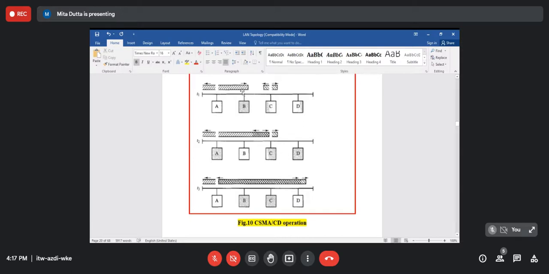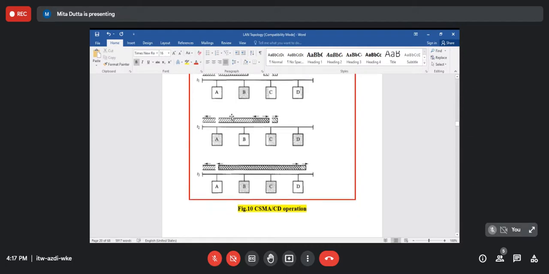And if it is a broadband LAN, it will sense the presence of the signal by sensing the carrier signal. That is why it is known as carrier sense multiple access and collision detection.